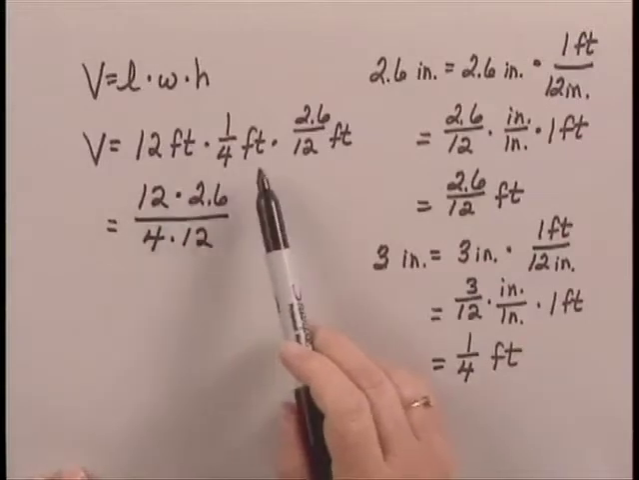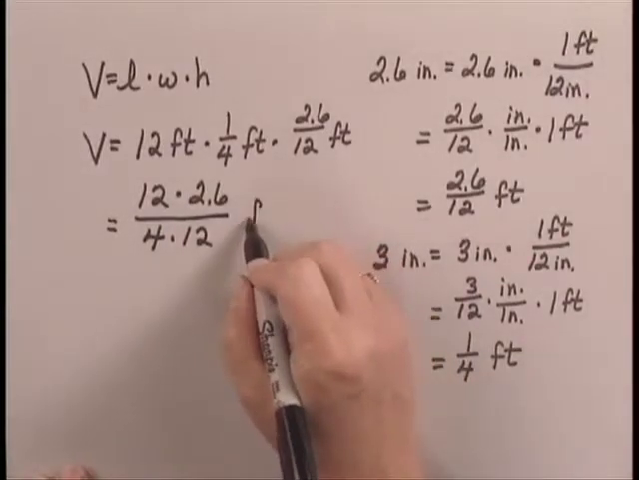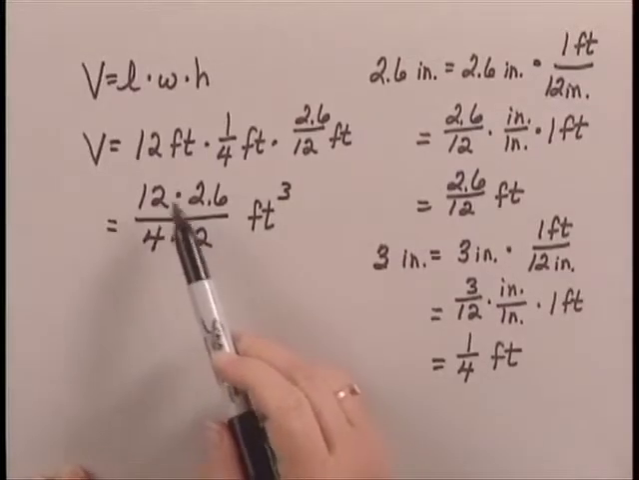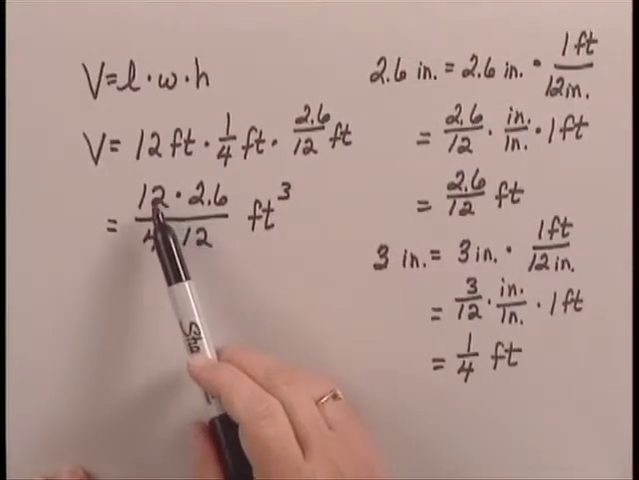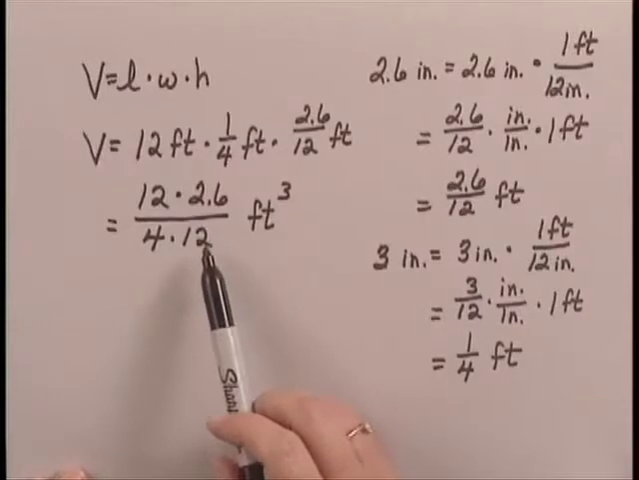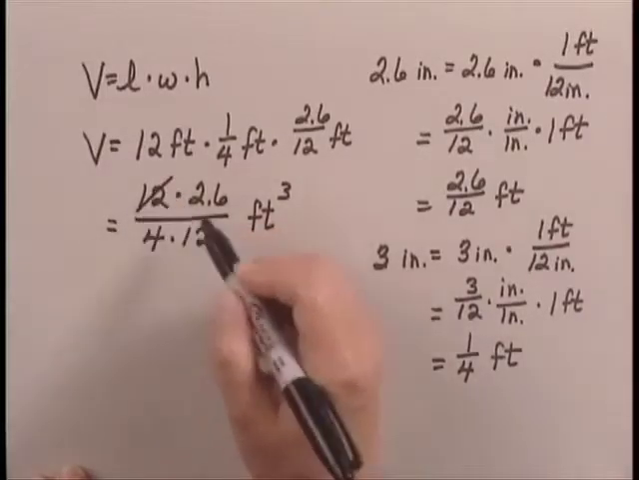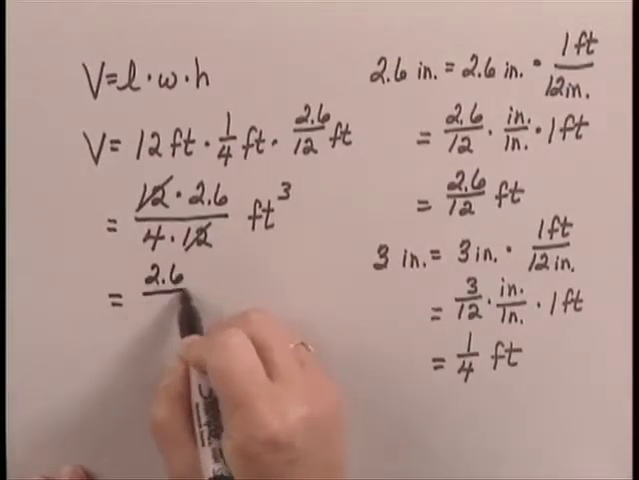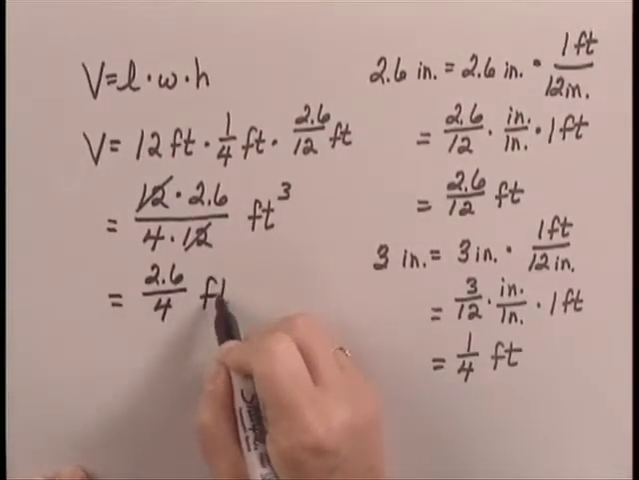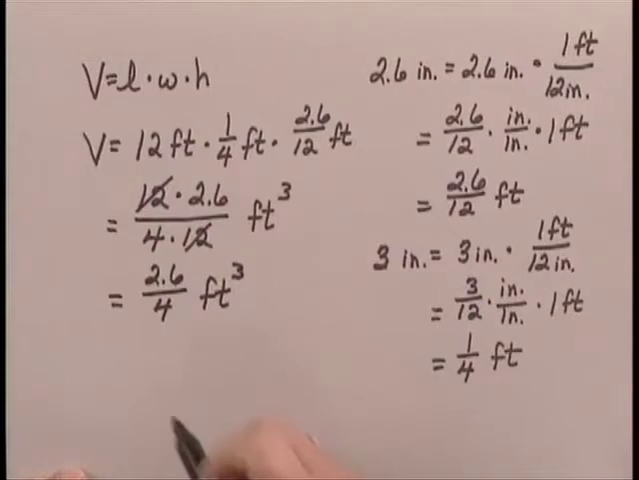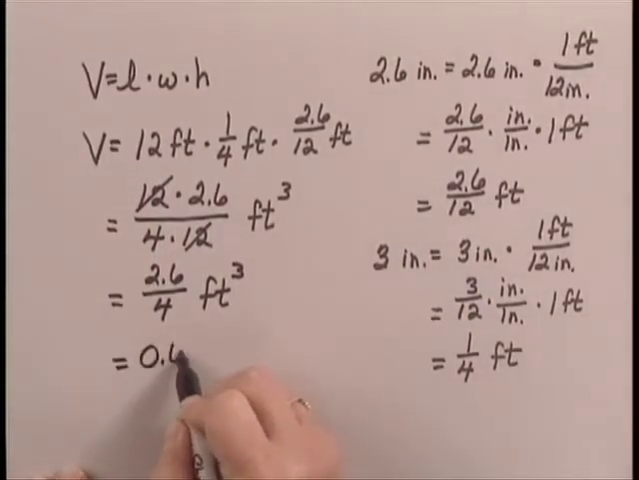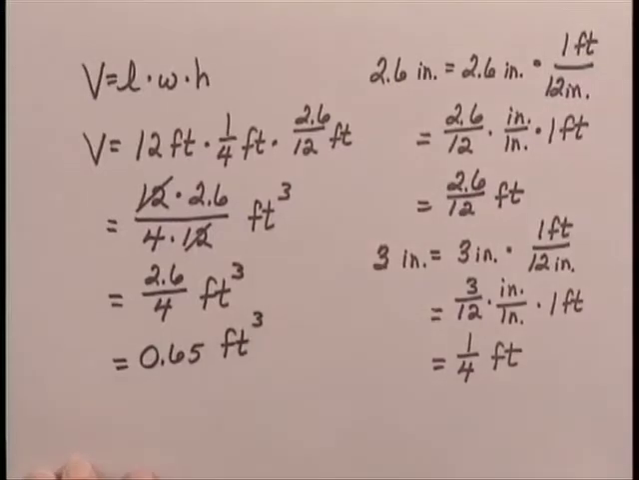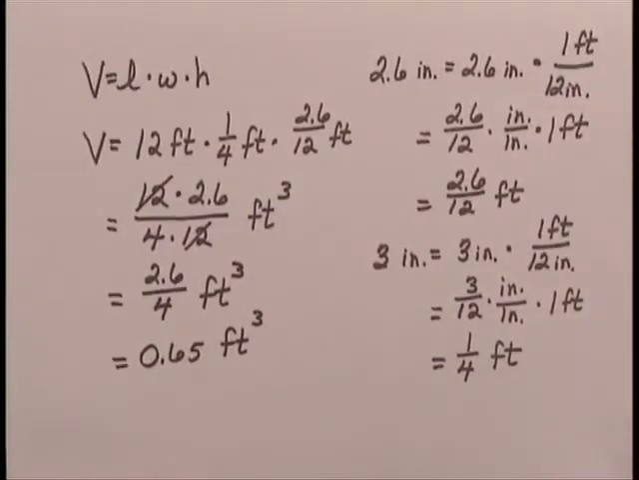We have feet times feet times feet, so that gives us cubic feet as a unit. Now, there's a factor of 12 in the numerator and a factor of 12 in the denominator, so I can cancel the 12s. I'm left with 2.6 over 4 cubic feet. If I carry out that division, I have 0.65 cubic feet. And this is the volume in cubic feet of the rectangular solid.